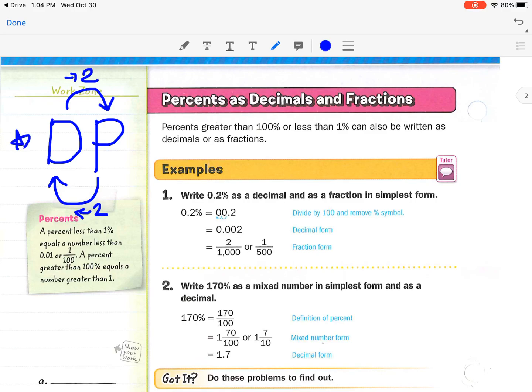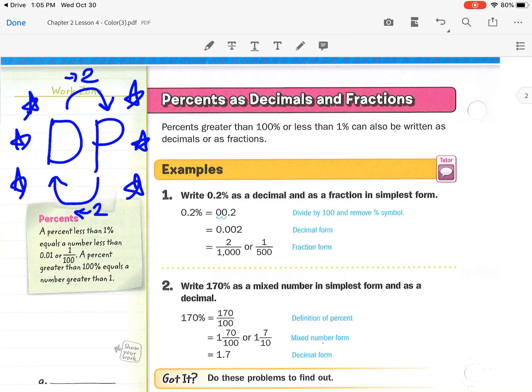So taking a look at this, just remember DP, Dr. Pepper, but really decimal and percent. And to go from a decimal to a percent, we're going to move it 2 places to the right. And when we go from a percent to a decimal, we're going to move it 2 places to the left. So it's kind of like a little circle. So keep your eye on this, star it, circle it, write it down, put it in your notes. It'll be really good for you to have something to hang on to as we go through this.